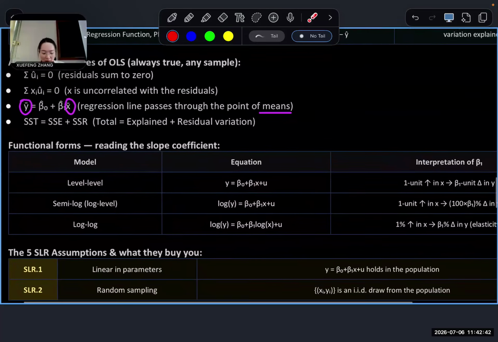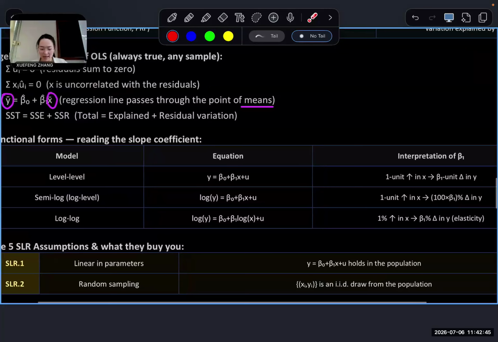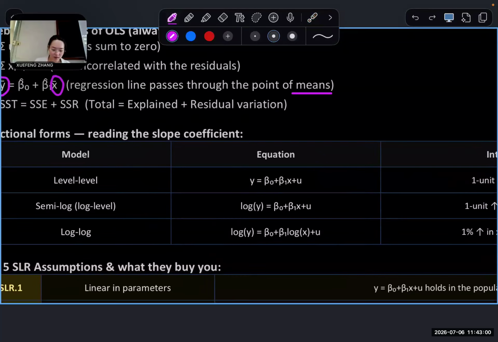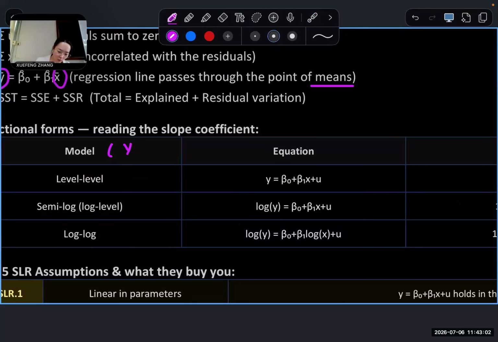And then we have our three functional forms, right? The first one, level, just means, from statistics, original. We didn't do any transformation for our X and Y, so we call it level. So level means Y is in level, X is in level. So here is the equation. You should be very familiar with it now.